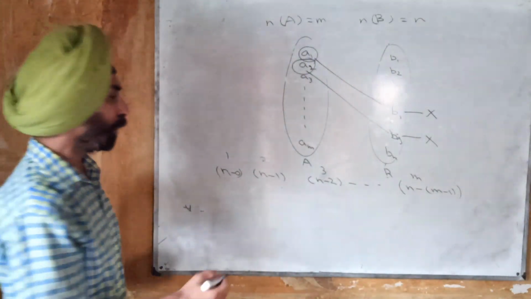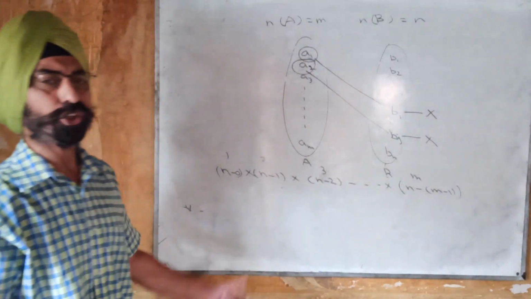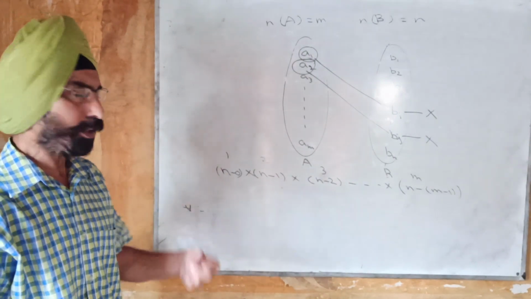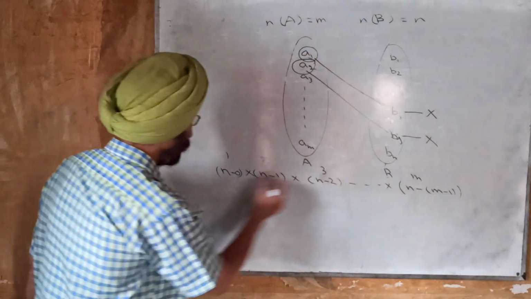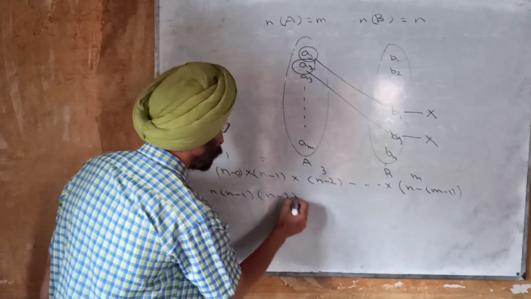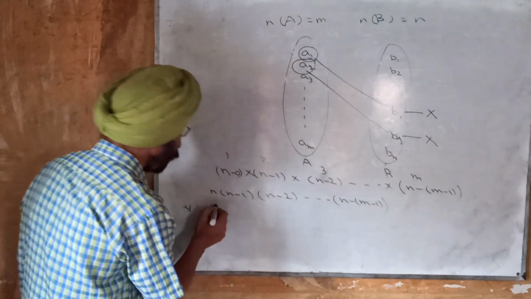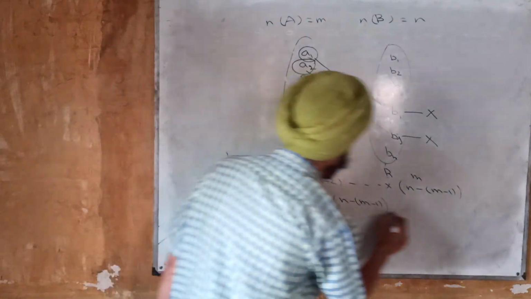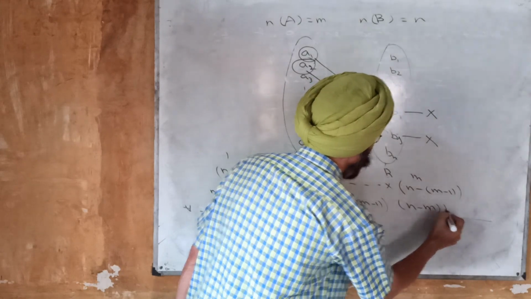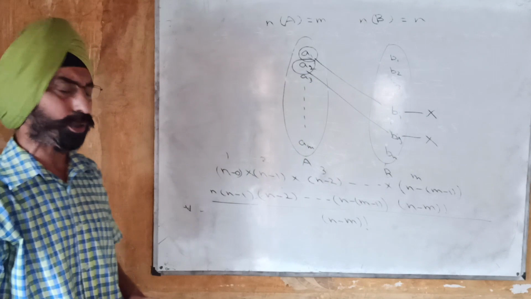So what is the total number of possibilities is their product. But it is not easy to keep it in mind, to remember this product in this form. So what we do, we will write it as n, n minus 1, n minus 2 and so on, n minus m plus 1. And now I multiply and divide this quantity by n minus m factorial.